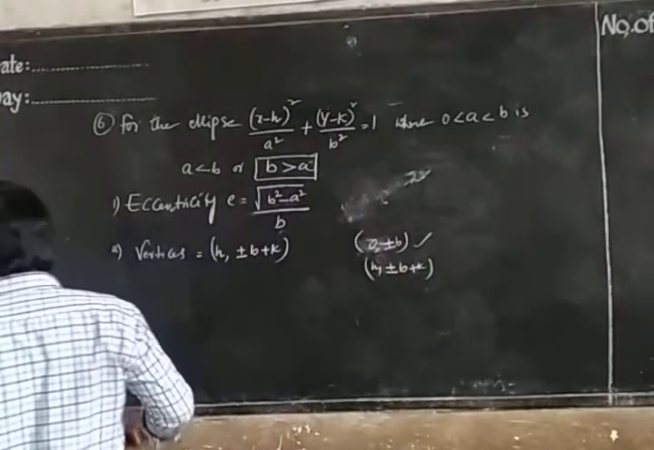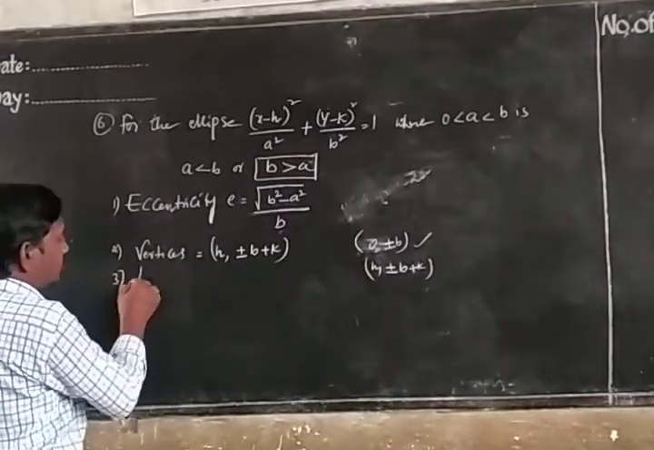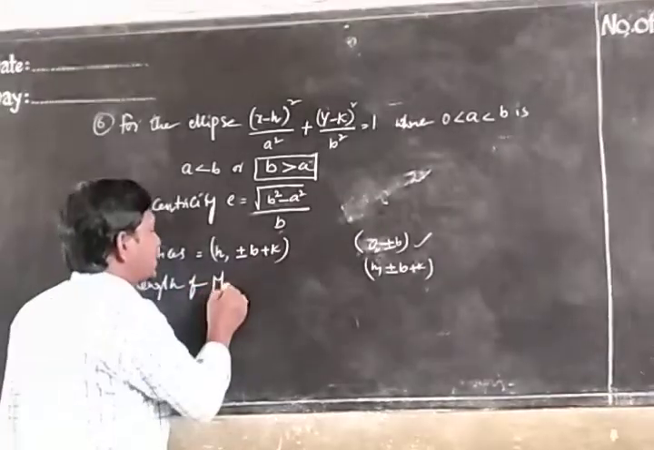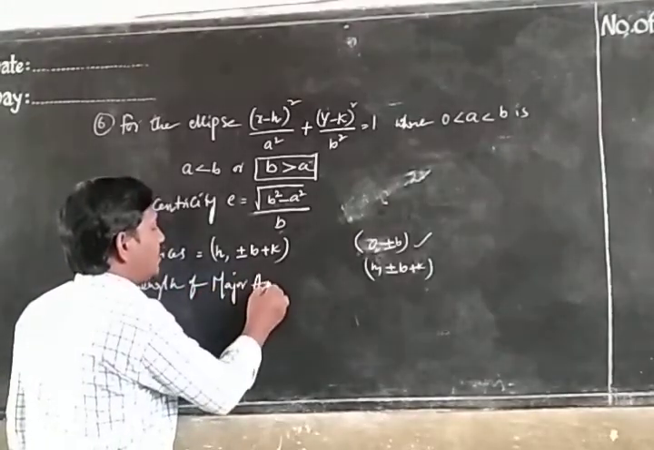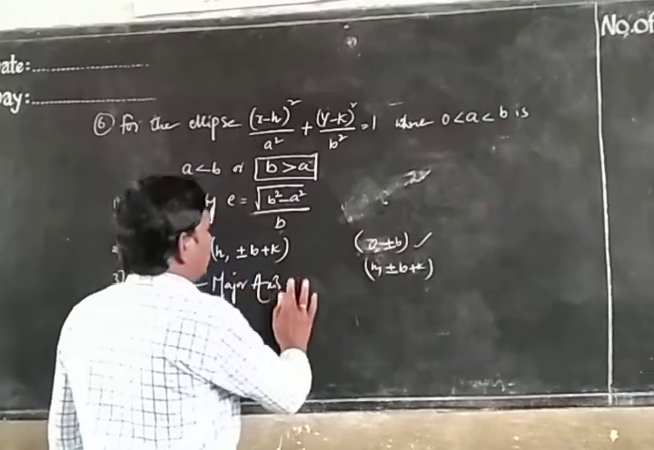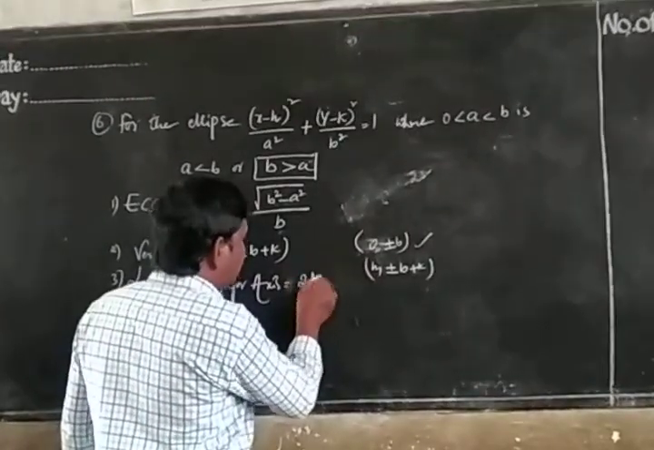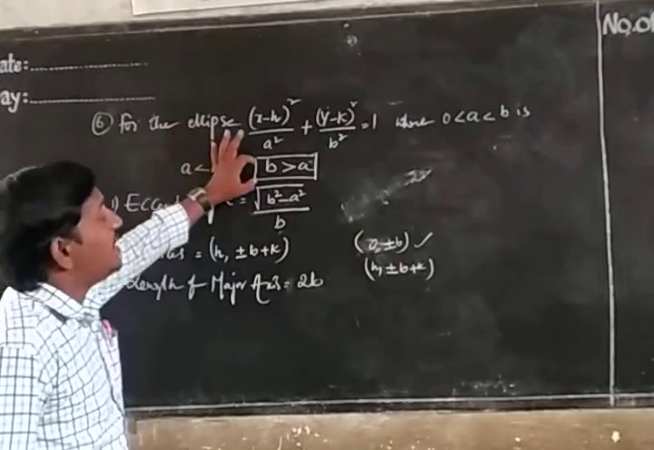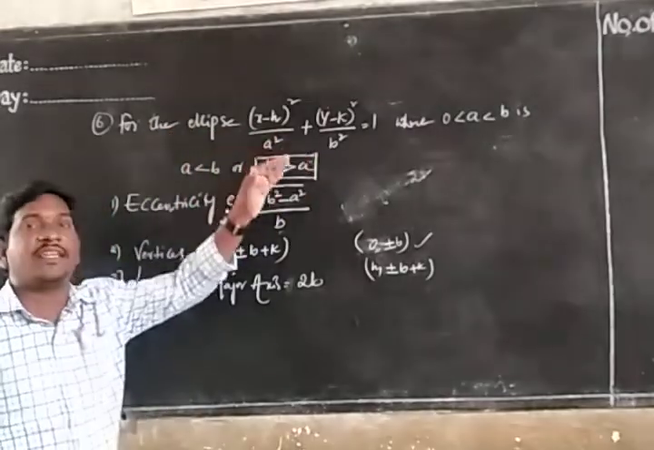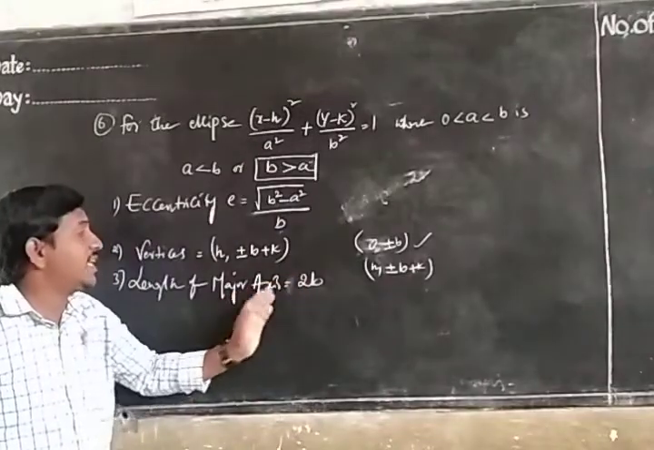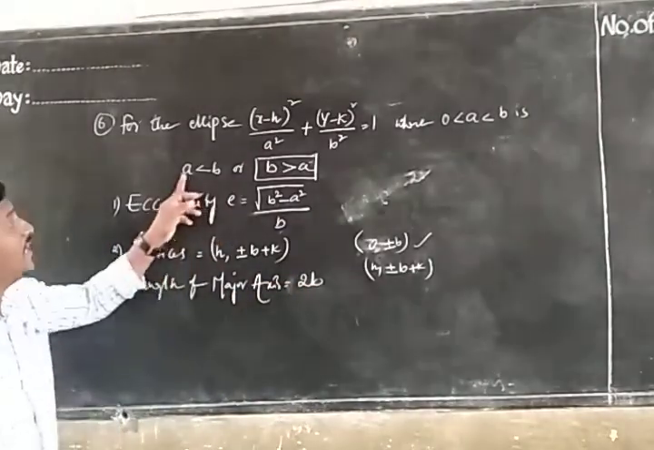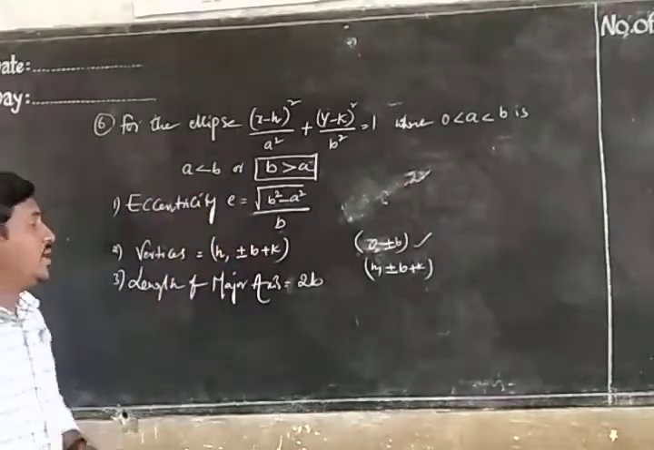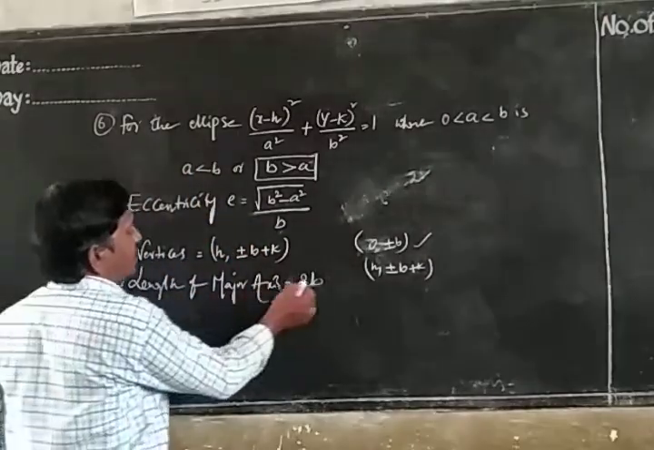Okay, next, the length of major axis. Why? Because here a less than b, or b greater than a. When b greater than a, the major axis is 2b. Only if a greater than b, the major axis is 2a. So the length of major axis equal to 2b.